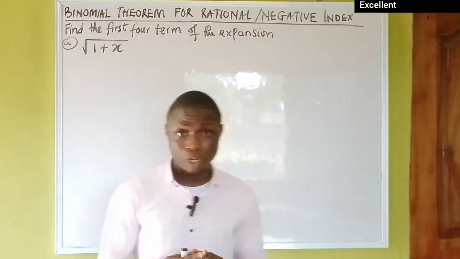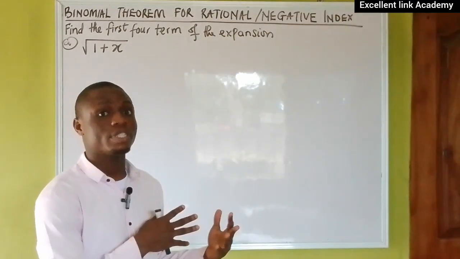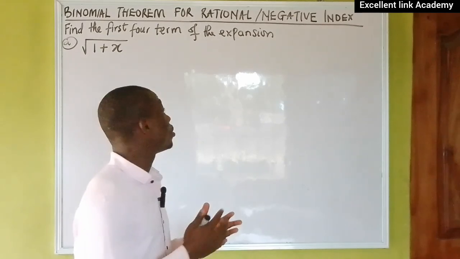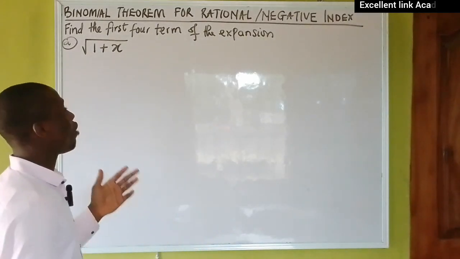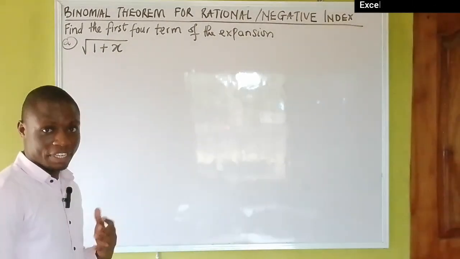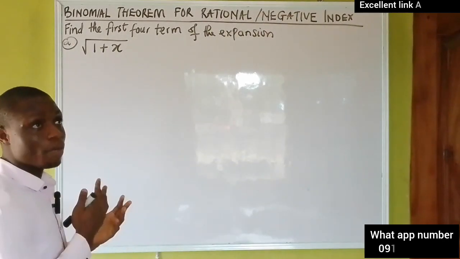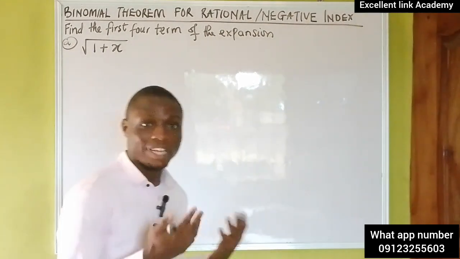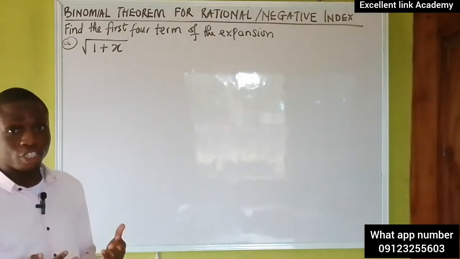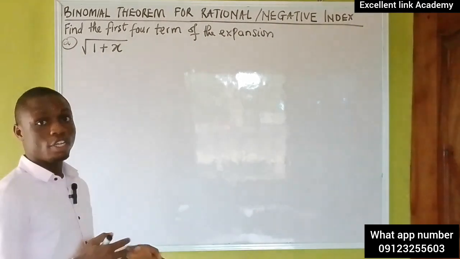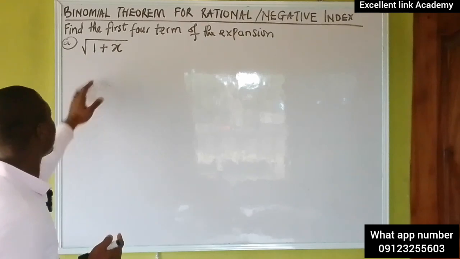For today, we're going to be continuing what we discussed in our previous video, which is known as binomial theorem for rational or negative index. We solved a question that was 1 over 1 minus x. So after expansion, we derived an answer. So for today, we're going to be considering this question.